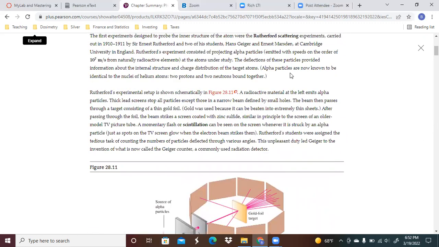So the first experiments designed to probe the inner structure of the atom were the Rutherford scattering experiments. These were carried out in 1910, 1911 by Sir Ernest Rutherford and two of his students, Hans Geiger and Ernest Marsden, at Cambridge. Rutherford's experiment consisted of projecting alpha particles emitted with speeds on the order of 10 to the 7th meters per second from naturally radioactive elements at the atoms under study. The deflections of these particles provided information about the internal structure and charge distribution of the atoms. And alpha particles are now known to be identical to the nucleus of helium atoms.